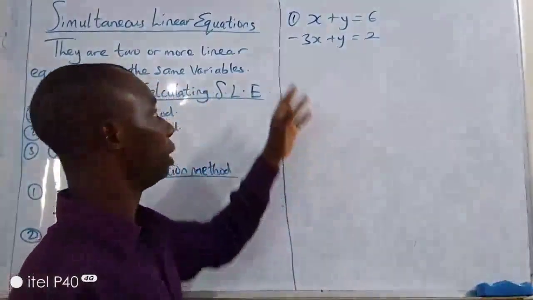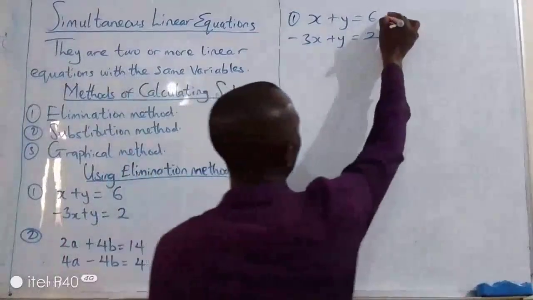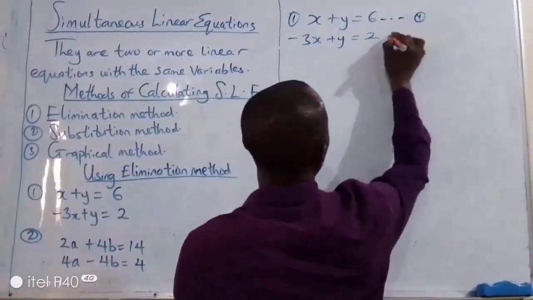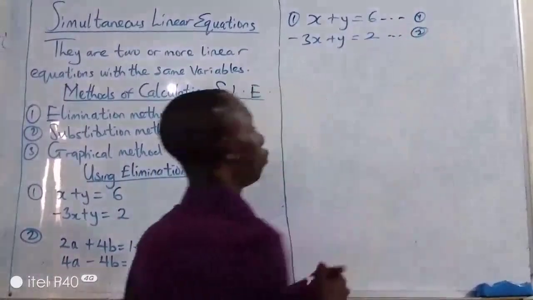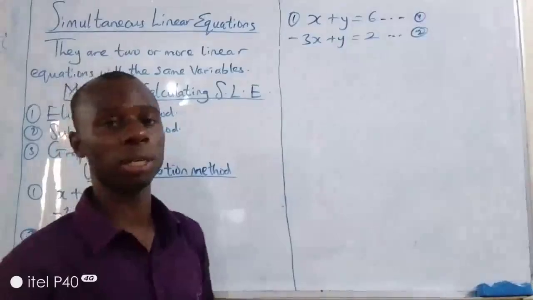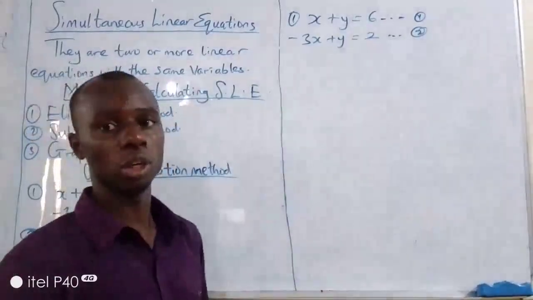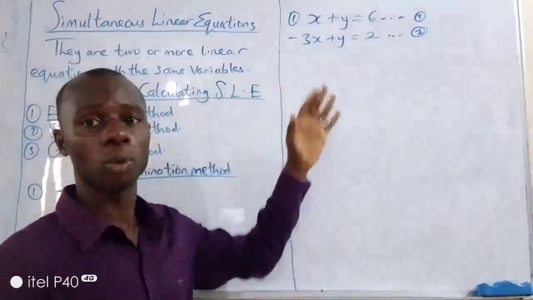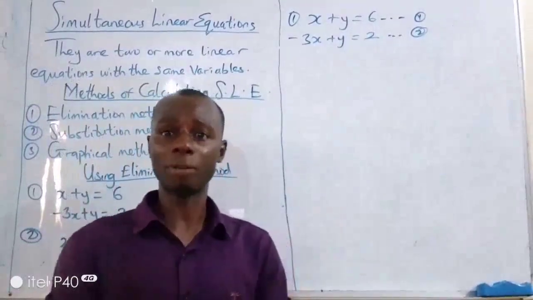If you observe very well, I will call this one equation 1, and I will call this one equation 2. So if you observe in equation 1, x has 1 as its coefficient, while in equation 2 it has minus 3. So they do not have the same coefficient. But I can make them have the same coefficient.